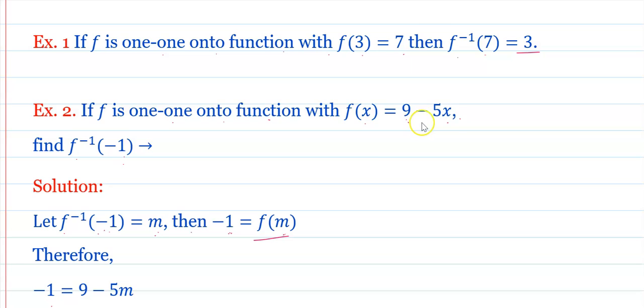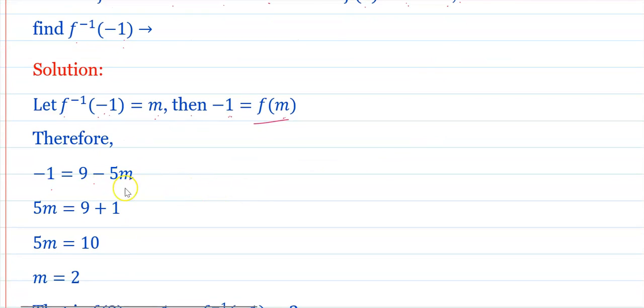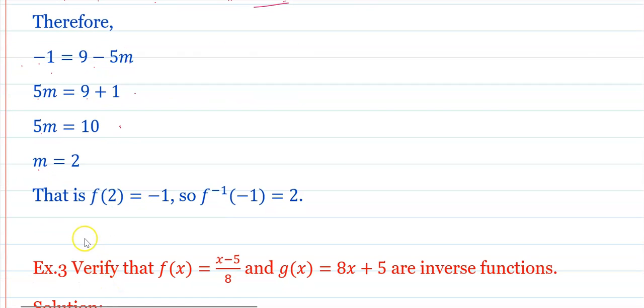f of m is 9 minus 5m. Simplify this: 5m is equal to 9 plus 1, that is 10. 5m is equal to 10, m is equal to 2. And that is f of 2 is equal to minus 1.